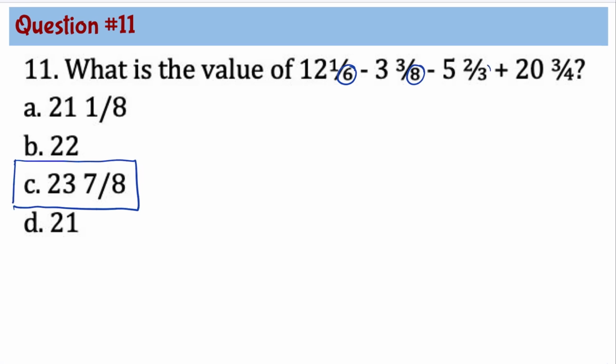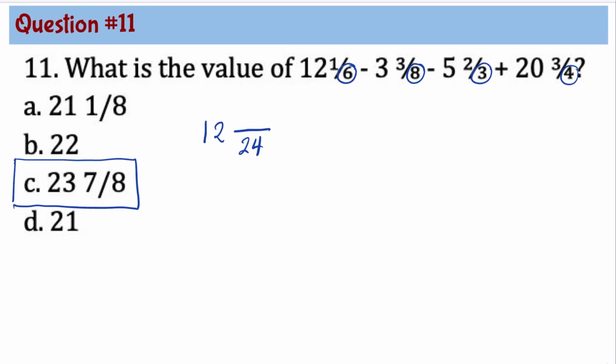6, 8, 3, and 4. So the LCD for this will be 24. 24 can be divided by 6, 8, 3, and 4, and that's the smallest number. So the first step is to change each of these fractions with a denominator of 24. So that means the first fraction needs to be multiplied by 4. So this will be 4 over 24.